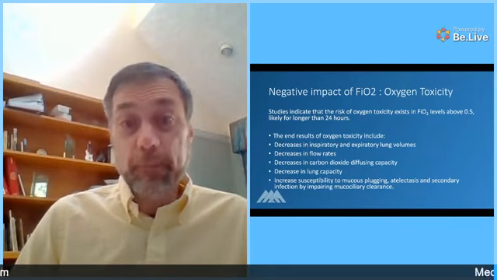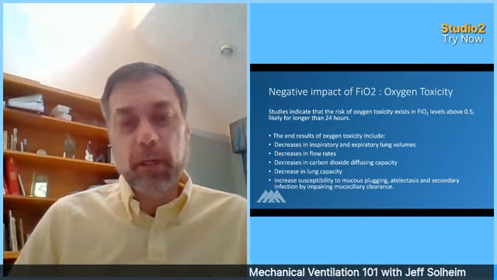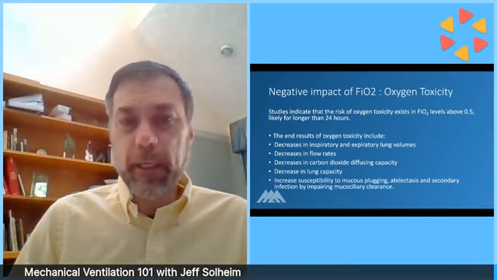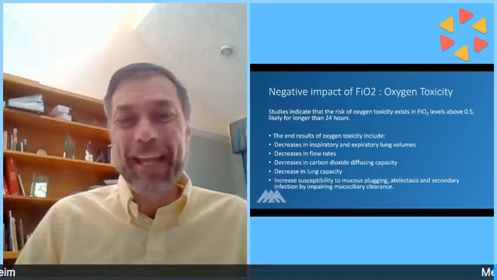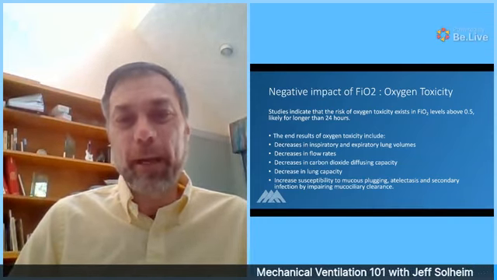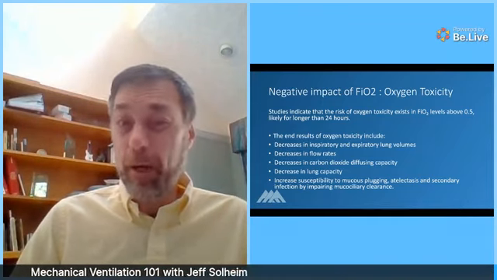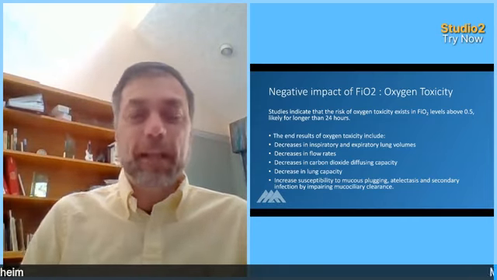Decreases in inspiratory and expiratory lung volumes, decreases in flow rates, decreases in carbon dioxide diffusing capacity, decreases in lung capacity, and increased susceptibility to mucus plugging, atelectasis, and secondary infections by impairing mucociliary clearance. Now, does that not sound a little bit like what our patients with COVID develop? Yeah, it does, doesn't it? All right, let's advance the slide.